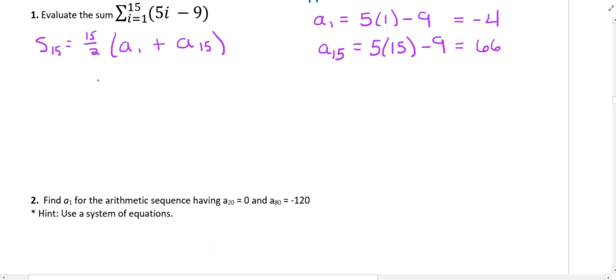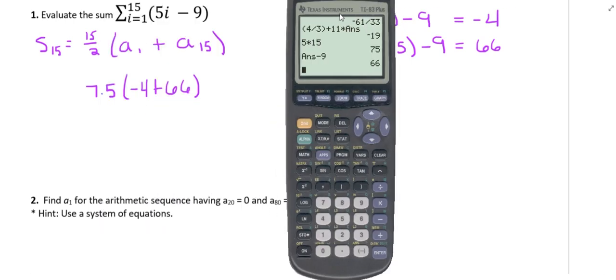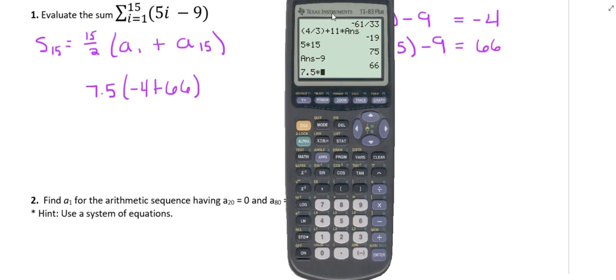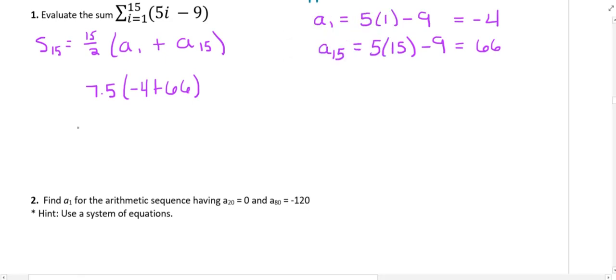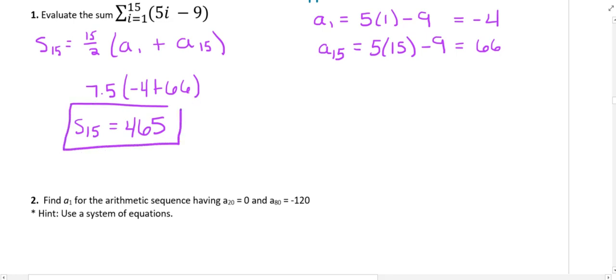So let's plug those in. So 15 divided by 2, that's 7.5. And then negative 4 plus 66. So let's see here, 7.5 times 62, 465. Okay, so the sum of the 15 numbers here is 465.